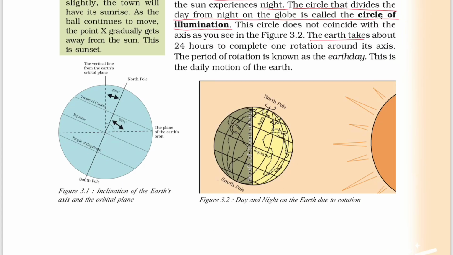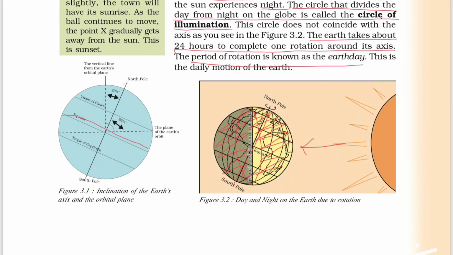As we all know, the Earth takes about 24 hours to complete one rotation around its axis. The period of rotation is known as an Earth day. Here you can see the circle of illumination. The Earth is tilted at 66.5 degrees. So the side of the Earth which is facing the Sun experiences day, and which does not face the Sun experiences night. Here you can see the Earth's equator.